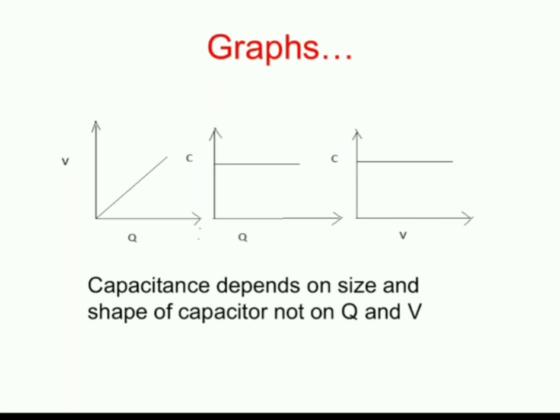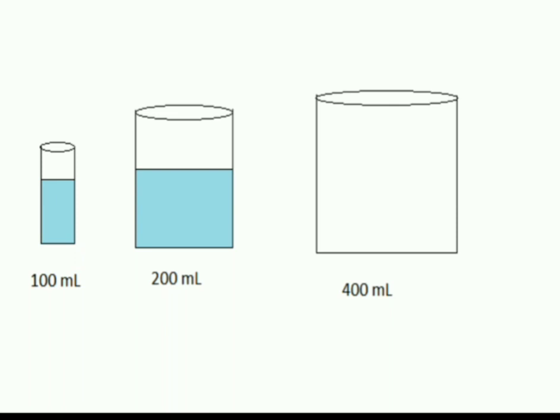So then, capacitance depends on which factors? It only depends on the size and shape of the capacitor. To understand this, look at this example where I have taken three different containers of 100 ml, 200 ml and 400 ml. We know that the capacity of a glass or a jar will always be a constant.